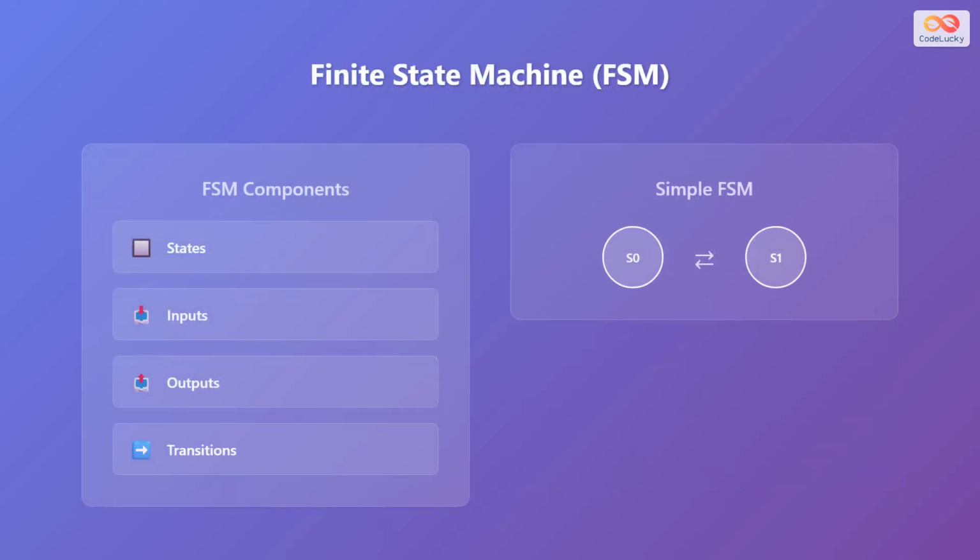Now let's discuss finite state machines, or FSMs. An FSM is a mathematical model of computation used to design control units. Key components of FSMs include states, which represent different conditions or modes of operation; inputs, which are the signals that trigger transitions between states; outputs, which are the actions the FSM performs; and transitions, which define how the FSM moves from one state to another based on the inputs it receives. A simple FSM is shown with two states, namely S0 and S1.